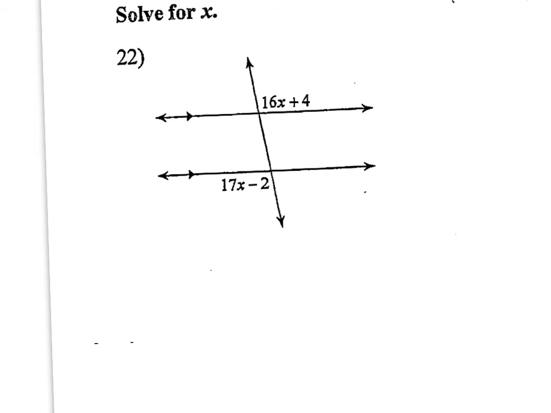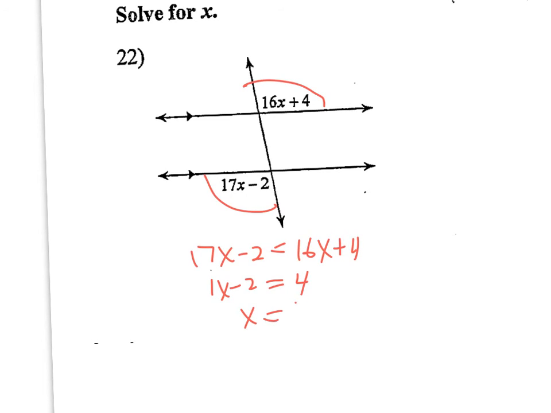In this problem, the two angles that are marked are alternate exterior angles, which means that they're equal. That means we can set these parts equal. 17x minus 2 is equal to 16x plus 4. Solving this equation, if I take away 16x, I'll get 1x minus 2 is 4. So adding 2, x is 6.